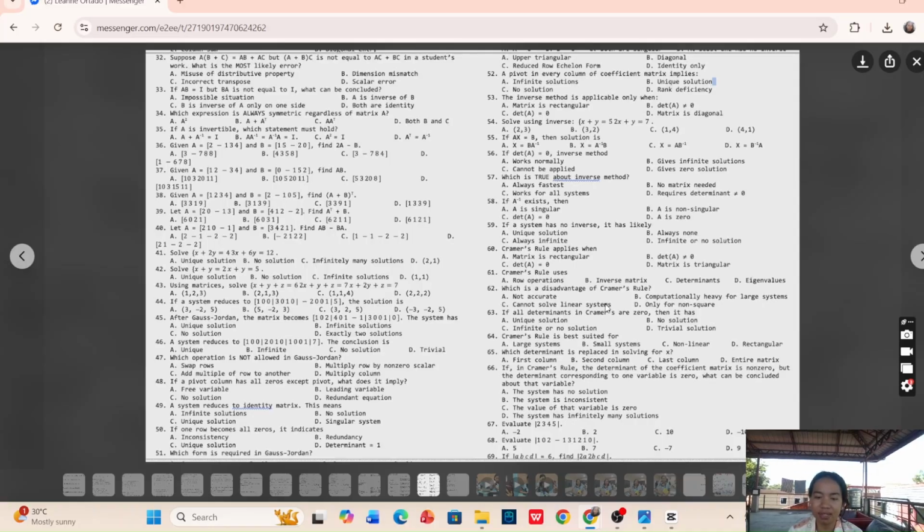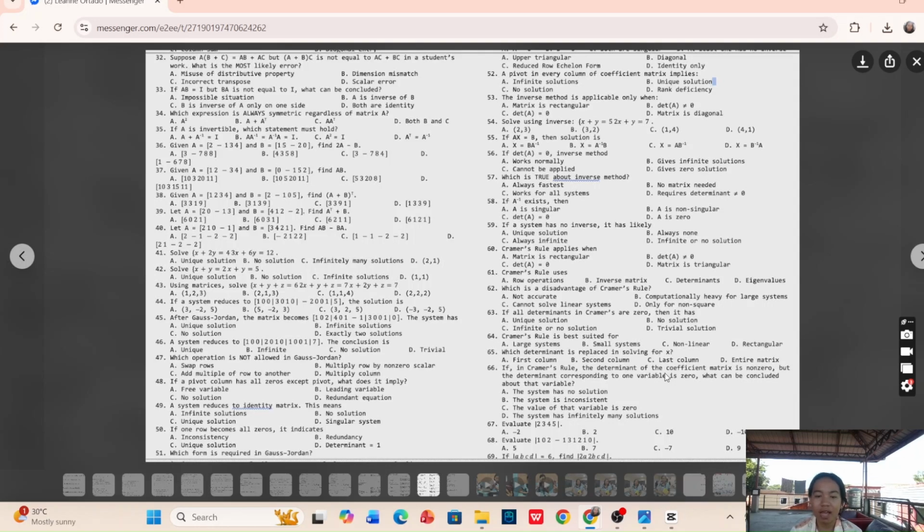Number 63. If all determinants in Cramer's are zero, then it has A. Unique solution, B. No solution, C. Infinite or no solution, or D. Trivial solution. Number 63 answer is letter C. Zero determinants lead to infinite or no solution.